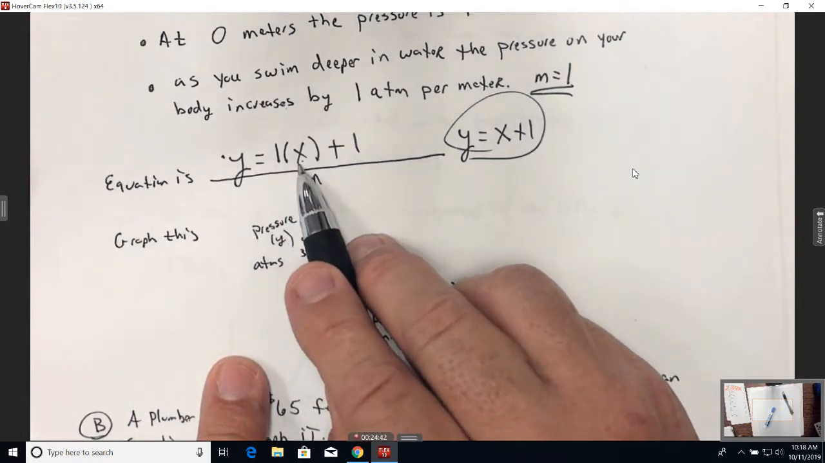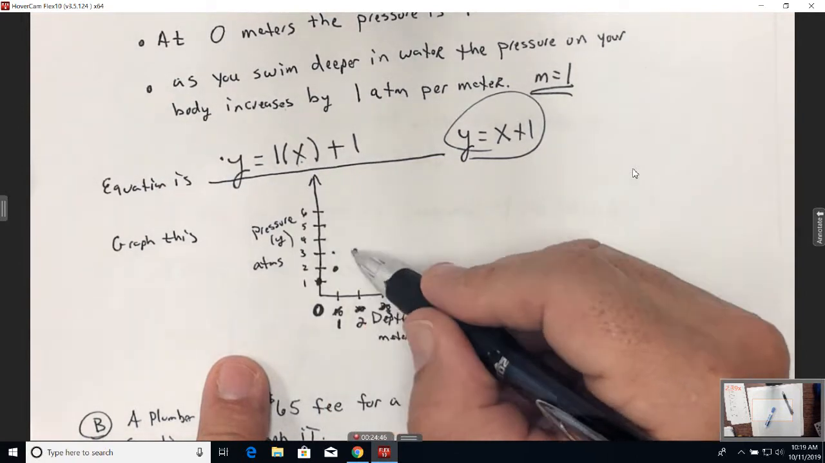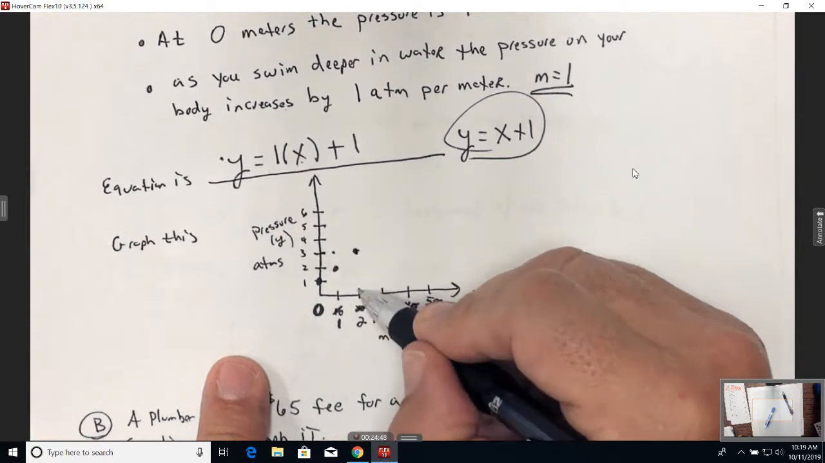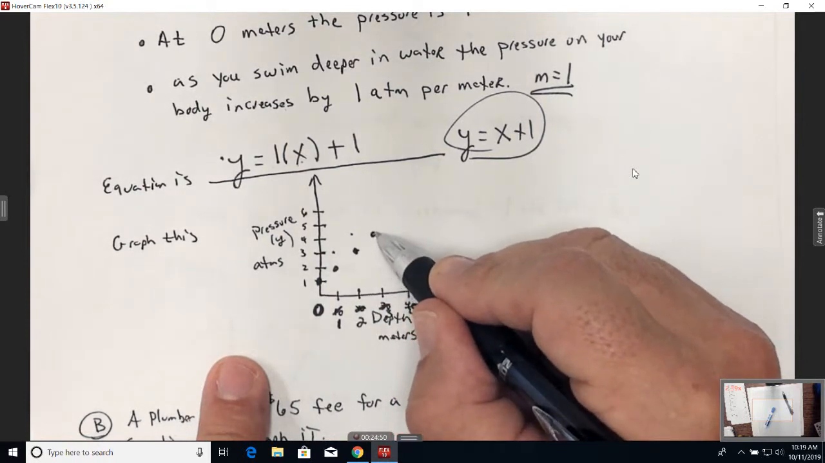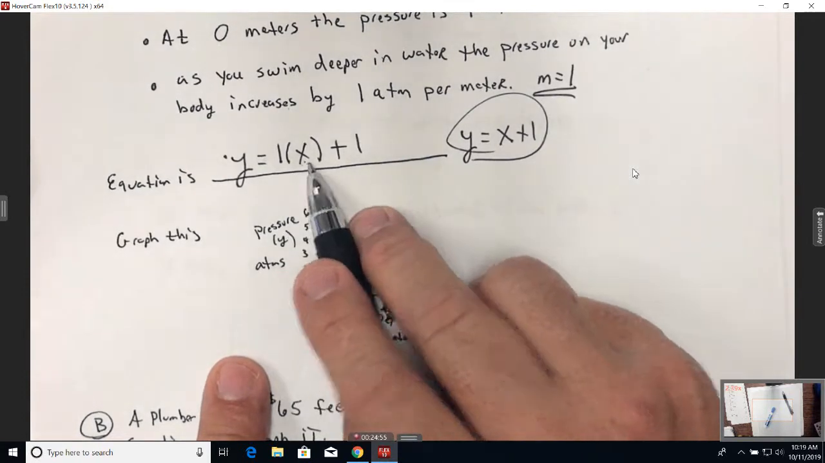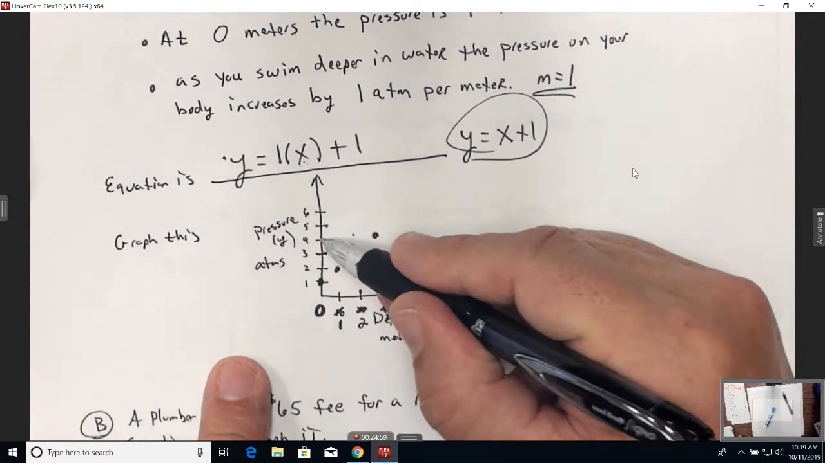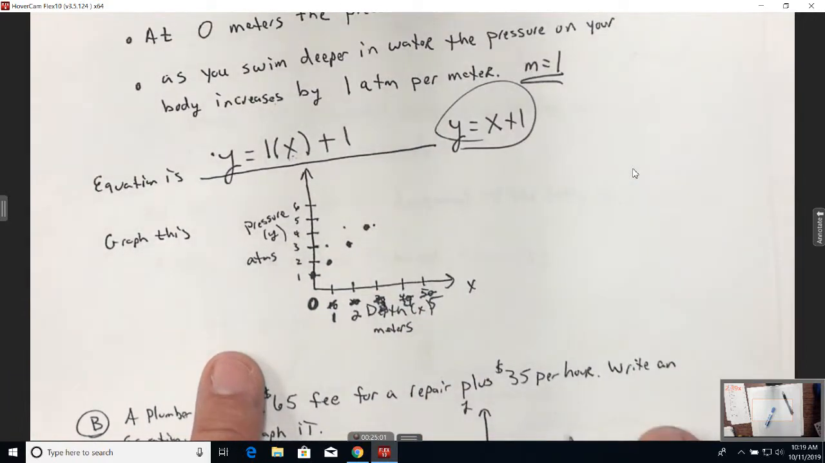What's 1 times 2? 2 plus 1 is 3. See, I'm at 2, 3. That's the ordered pair 2, 3. Or I could just rise up 1, run 1. Or if you like doing the calculations, if I'm at a depth of 3 meters, 1 times 3 is 3 plus 1, which is 4. See, I'll still get the same points.